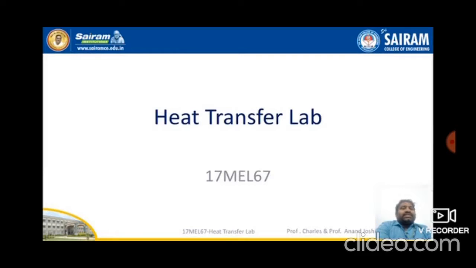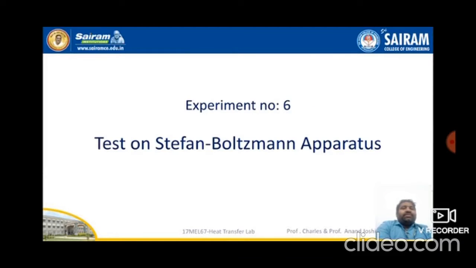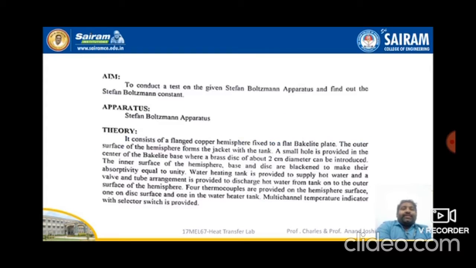We are going to discuss experiment number 6, that is the test on the Stefan-Boltzmann apparatus. Aim: to conduct a test on the given Stefan-Boltzmann apparatus and find out the Stefan-Boltzmann constant. This experiment is related to thermal radiation, and here we are going to find out the Stefan-Boltzmann constant.